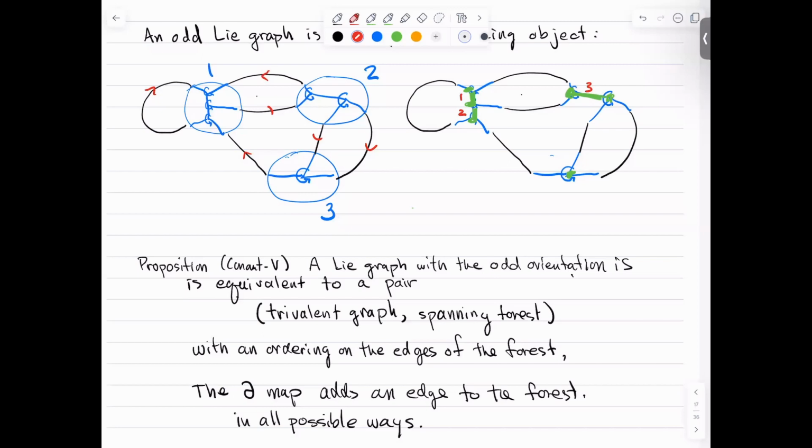Right, and so then what does the boundary map do? Well, before, what did the boundary map do? You took an edge and you collapsed it. But collapsing it just melded these 2 trees, and the result was a bigger tree. Those 2 vertices became that vertex, and so what's happening over here is just I'm adding an edge to the forest.